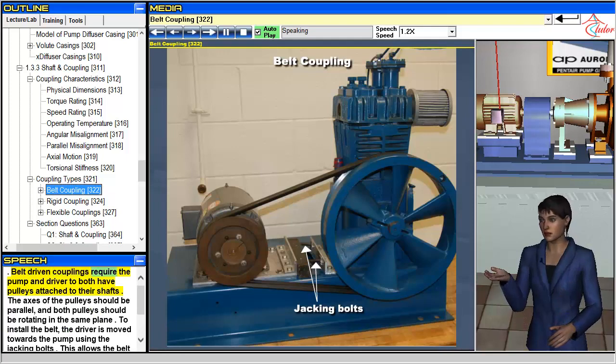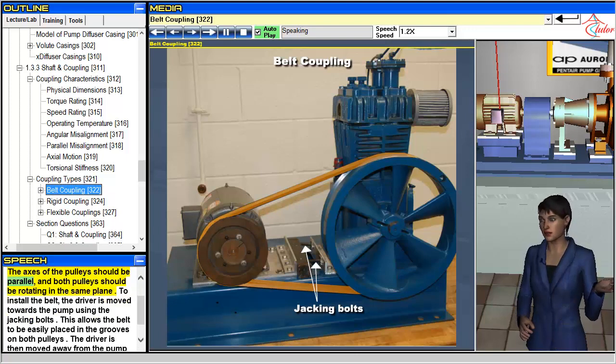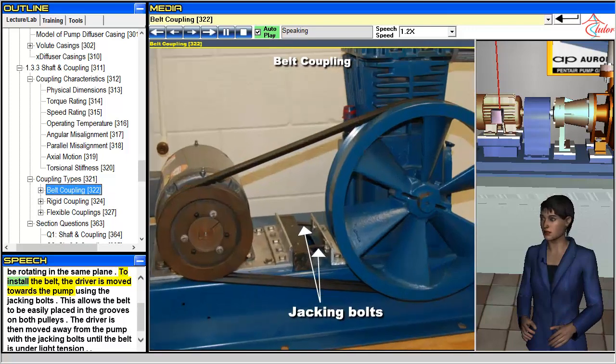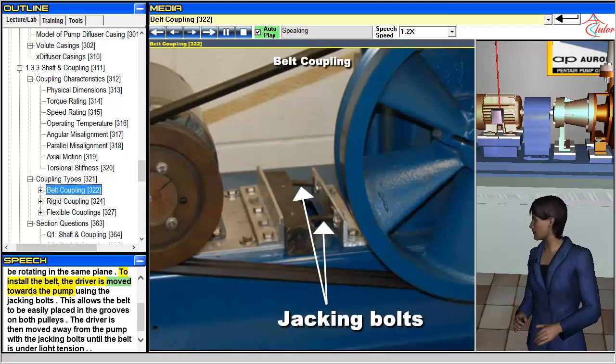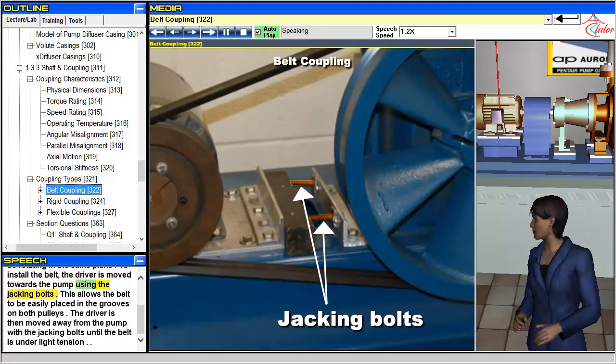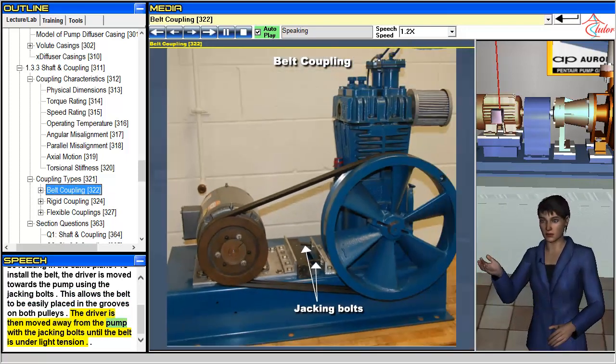Belt-driven couplings require the pump and driver to both have pulleys attached to their shafts. The axes of the pulleys should be parallel, and both pulleys should be rotating in the same plane. To install the belt, the driver is moved towards the pump, using the jacking bolts. This allows the belt to be easily placed in the grooves on both pulleys. The driver is then moved away from the pump with the jacking bolts until the belt is under light tension.